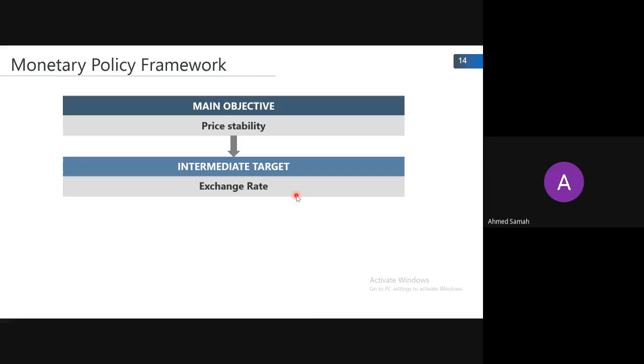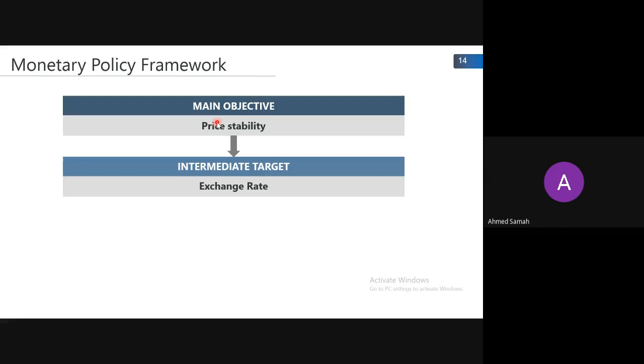Yes, very good, Rati. Because we are heavily dependent on imports. About 80 to 90% of our CPI basket is imported goods and services. So exchange rate fluctuations pass through to imports and affect price stability. That's why the exchange rate is important to maintain.